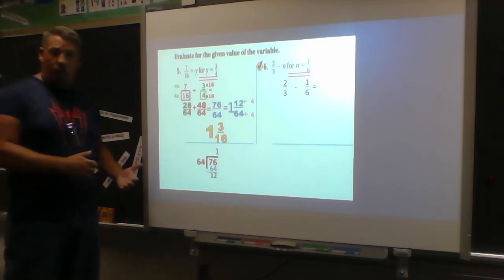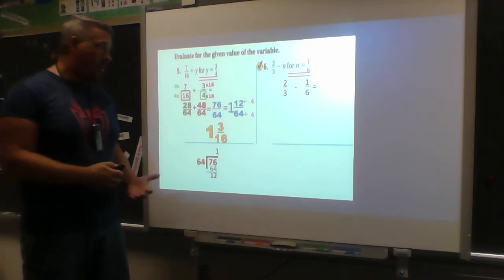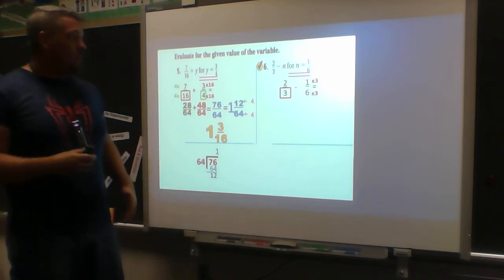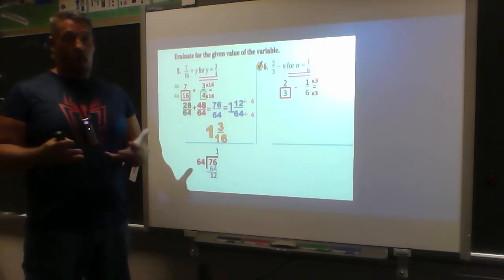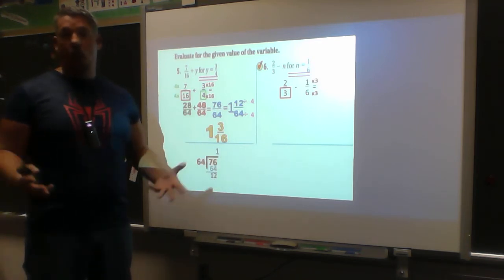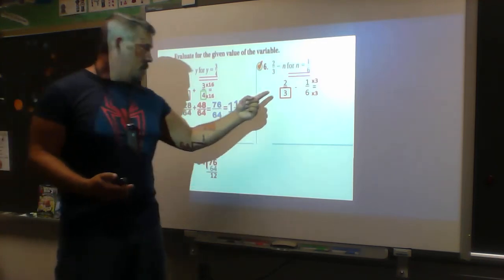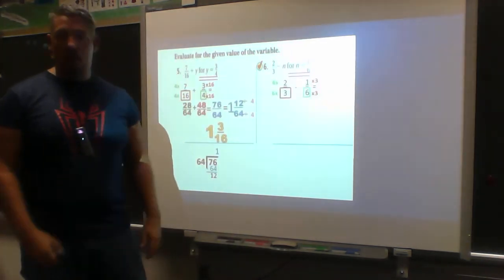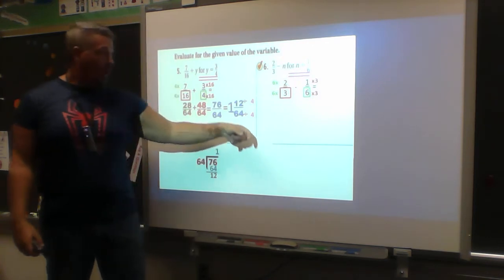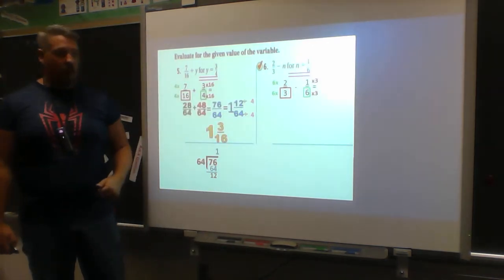I do not have common denominators, even though I can subtract, so I have to find it. So I, once again, believe that multiplying by opposite denominators is the quickest and easiest way. So here's a 3. I'm going to multiply top and bottom by 3. Here's a 6. I'm going to multiply by top and bottom by 6.